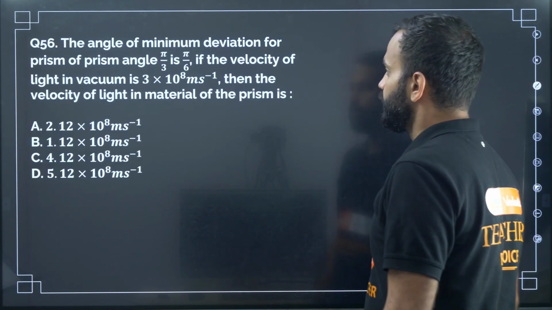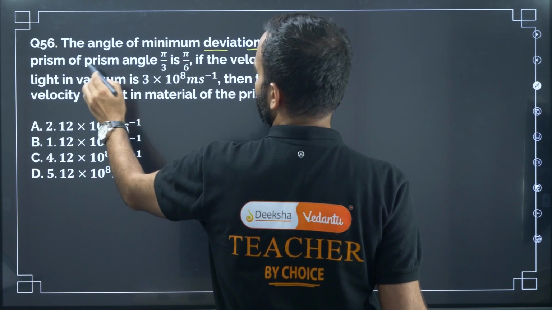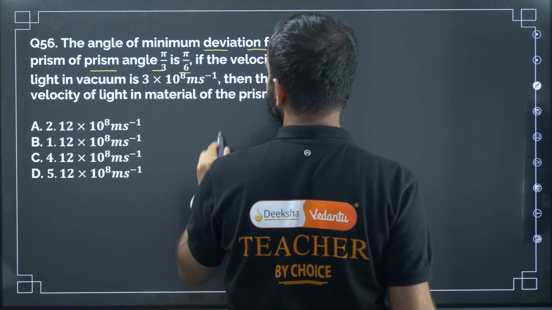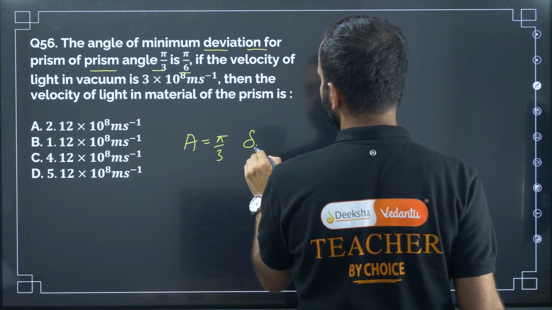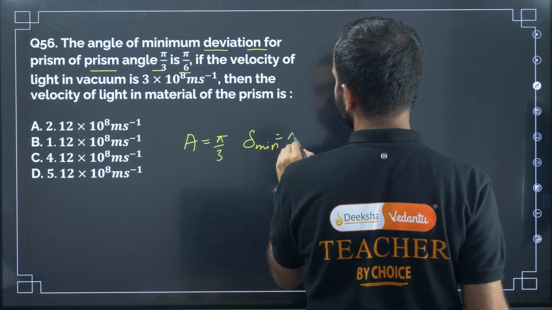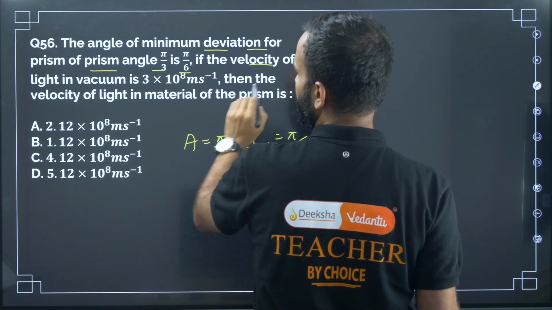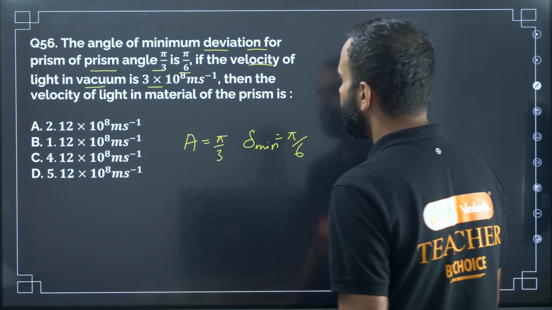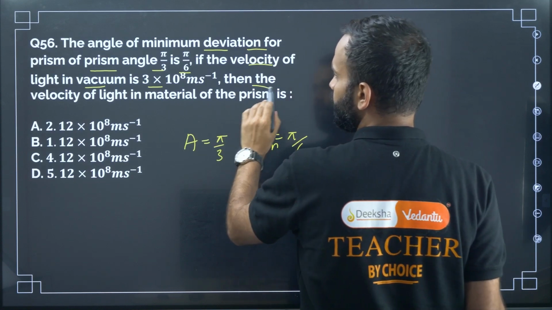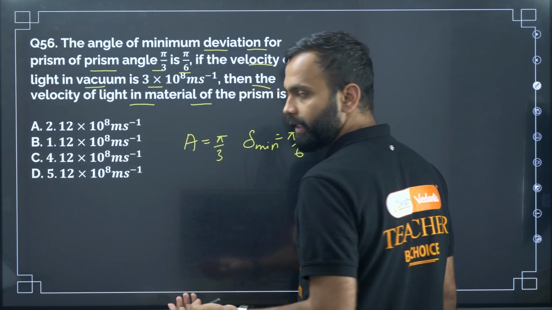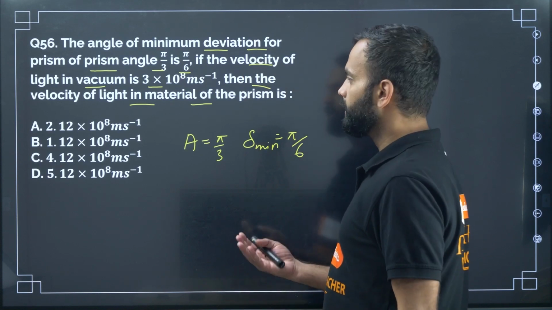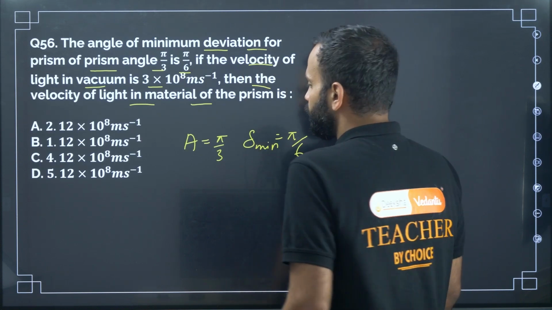Question number 56. The angle of minimum deviation for a prism of prism angle pi by 3 is pi by 6. So A equals pi by 3. Angle of minimum deviation is pi by 6. If the velocity of light in vacuum is 3 into 10 to the power 8 meter per second, then find the velocity of light in the material of the prism. Simple one, right? First find the refractive index of the material, then we can easily find the velocity of the light in the material of the prism.